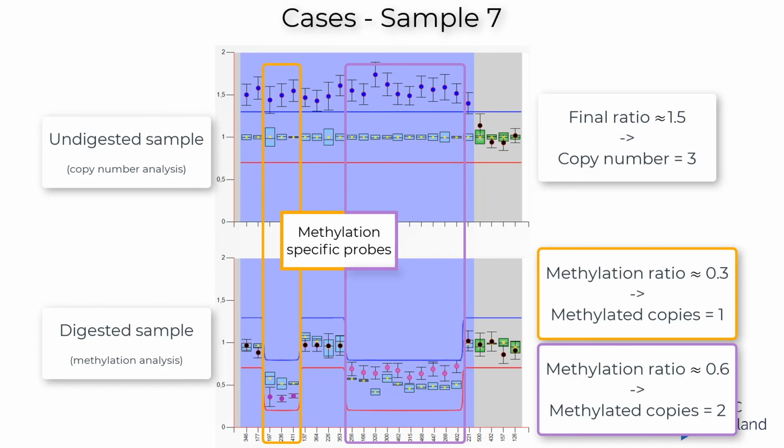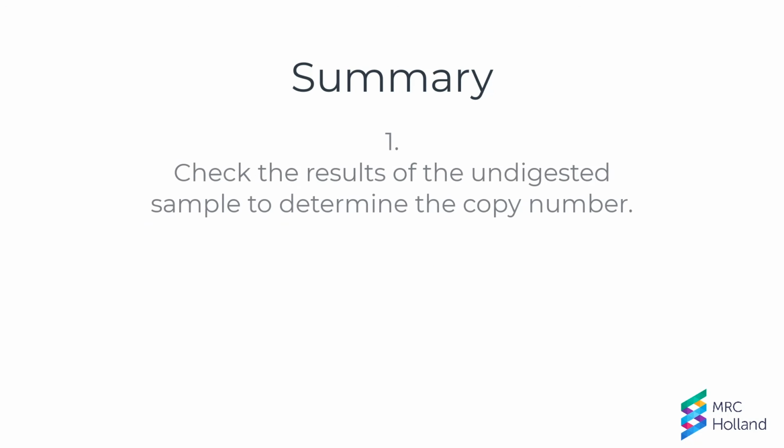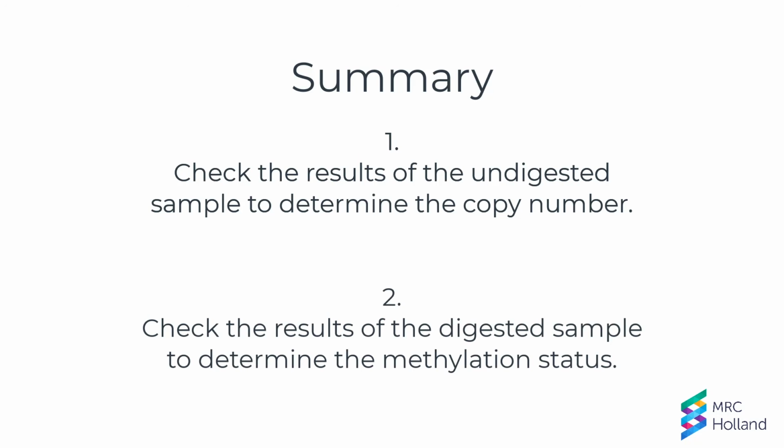For a genomic condition, such a result would be very unusual. But results like this are not abnormal when looking at the methylation profile of tumors, for example. The methylation profile of a sample cannot be interpreted without knowing the copy number. It is therefore essential first to interpret the results of the undigested sample to establish the copy number. Hereafter, you can look at the results of the digested sample to determine its methylation status.